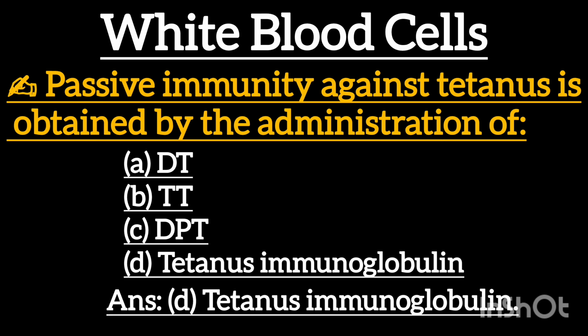Next one: passive immunity against tetanus is obtained by the administration of? Option A, DT. Option B, TT. Option C, DPT. Option D, tetanus immunoglobulin. Correct answer is option D, tetanus immunoglobulin.